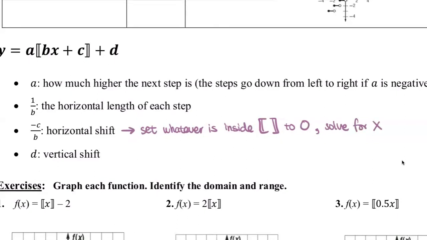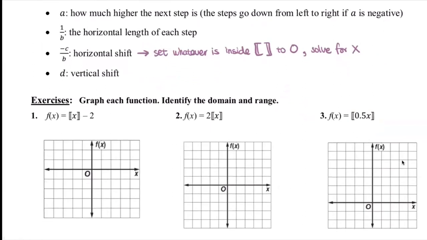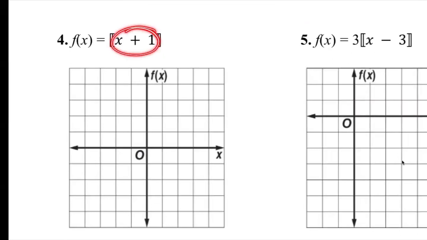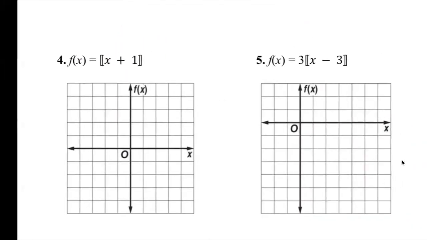All right, so let me show you an example. I'm jumping to example 4 for this one. So example 4, I see that something is being added inside my function. That's how I know it's a horizontal shift. To figure out the horizontal shift, I'm going to set whatever is inside equal to 0 and solve for x. So since x is equal to -1, I know I'm going to have a horizontal shift 1 to the left. All right, so horizontal shift 1 to the left.